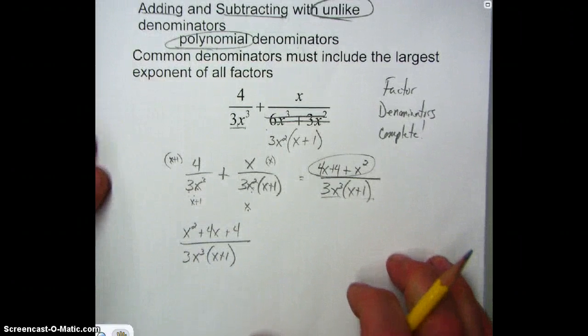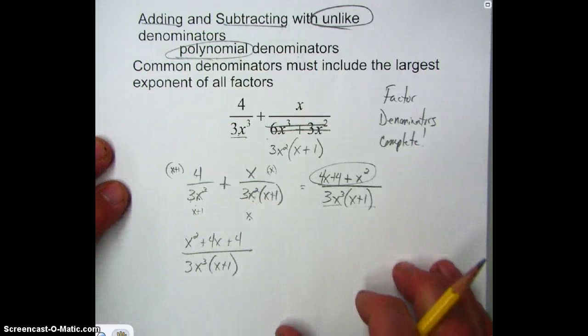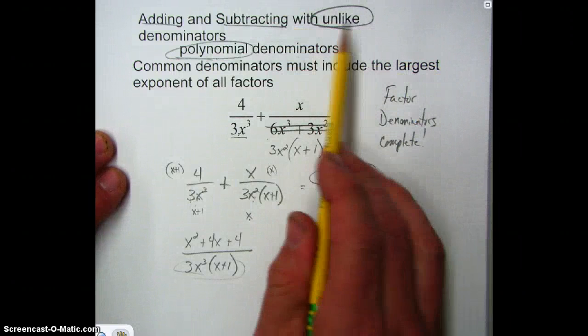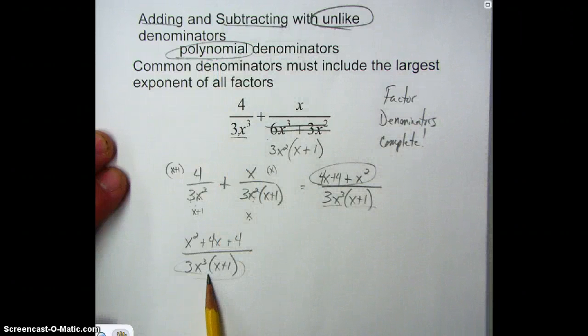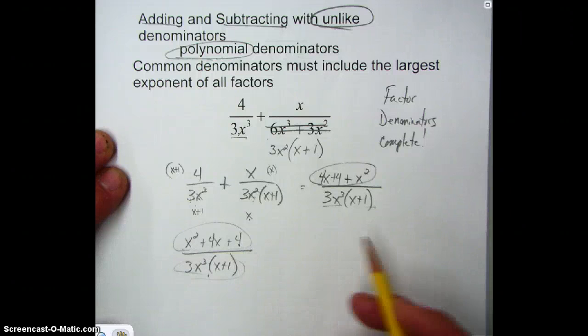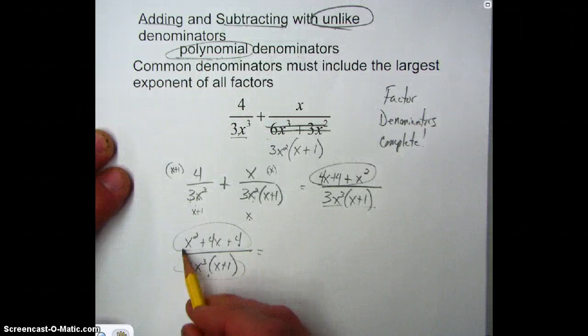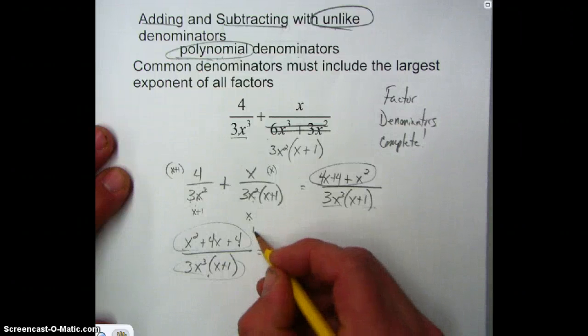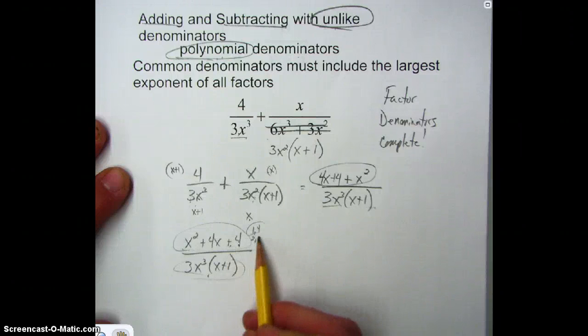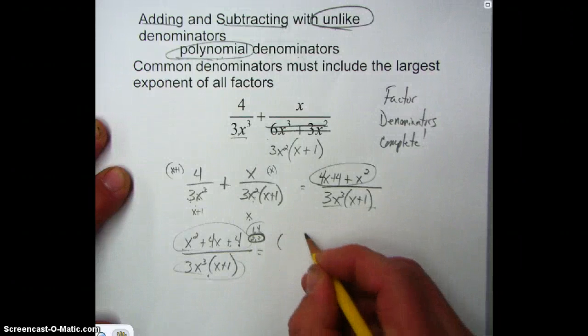If there's anything nice about doing this, it's that the bottom is already factored for you. When I'm showing you the methods for doing these with unlike polynomials, the denominator will always be factored completely already. So all you have to do now is factor the numerator completely and see if it cancels, and then you'll be done. What are the factors of 4? It's 1 and 4, 2 and 2. I want factors that add to give me 4, and that's going to be 2 and 2. So that means it is factorable.